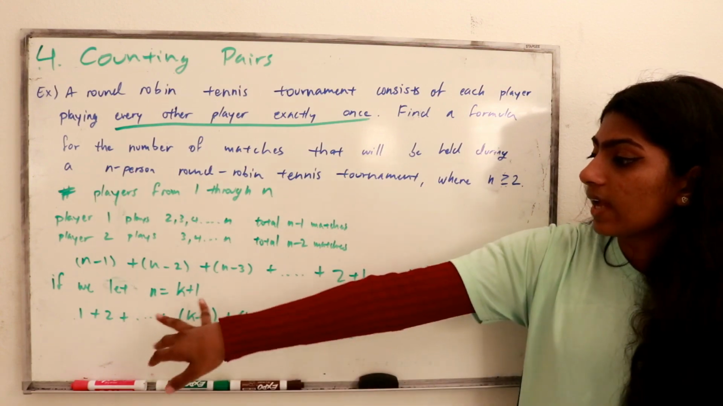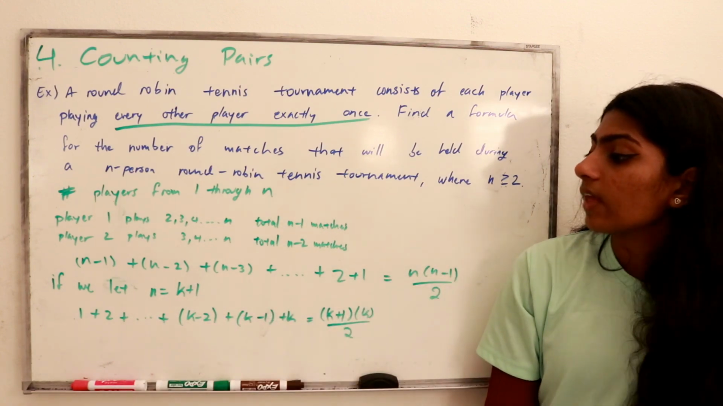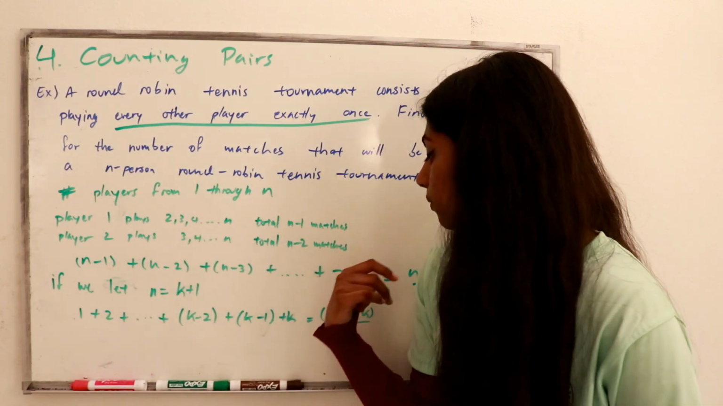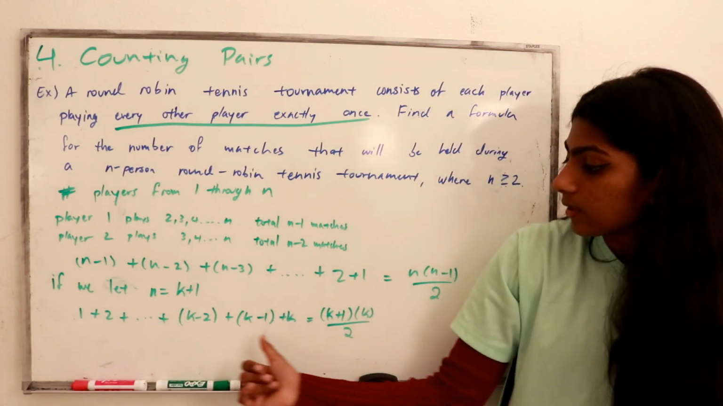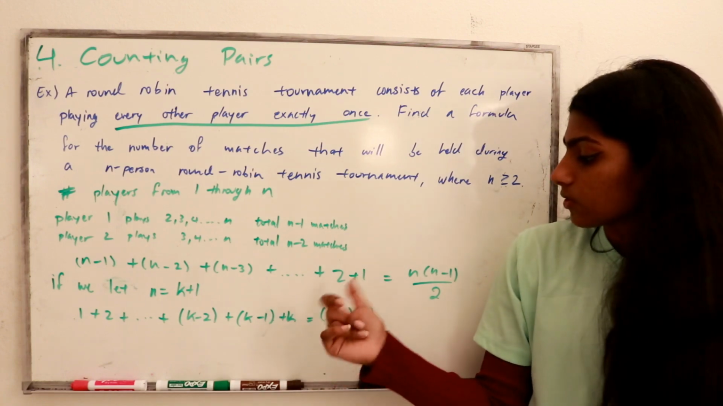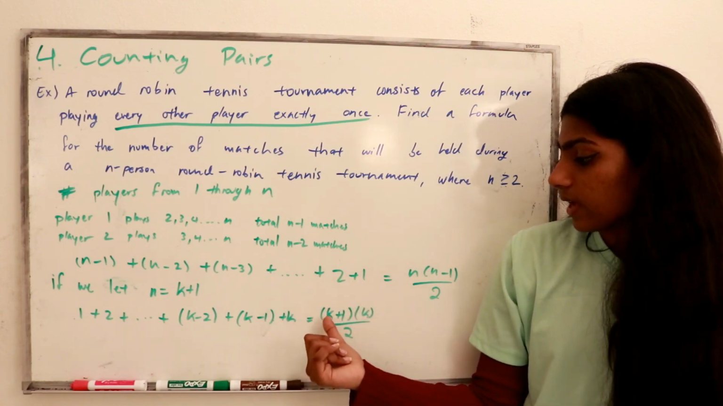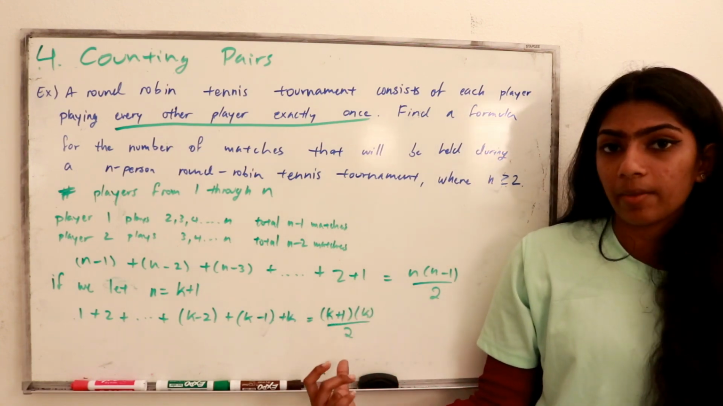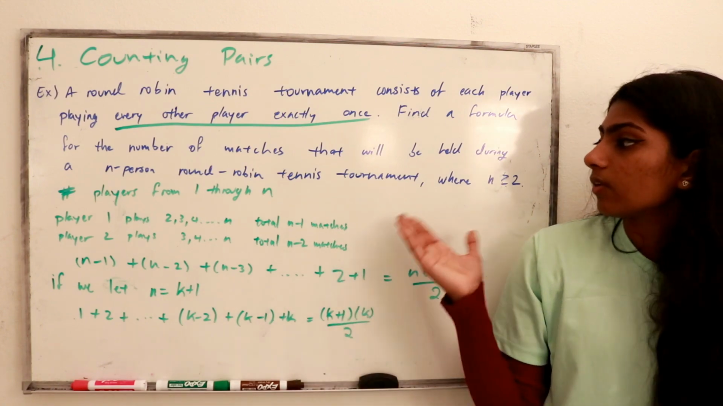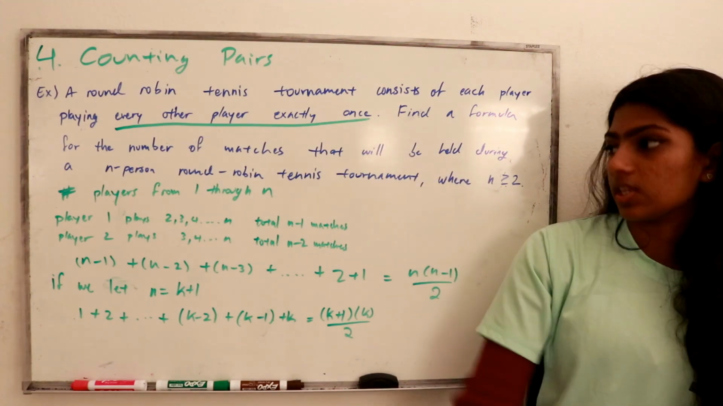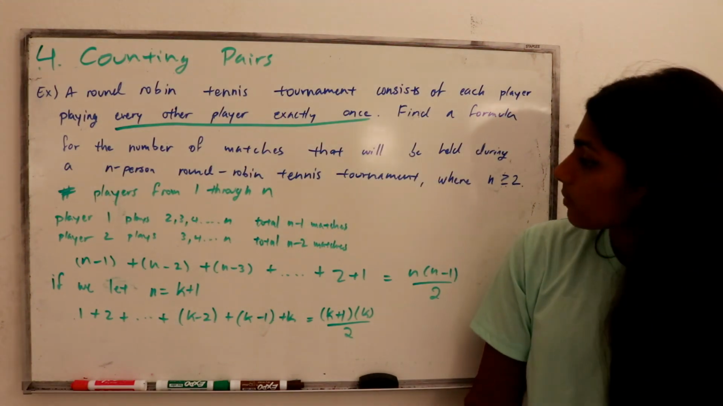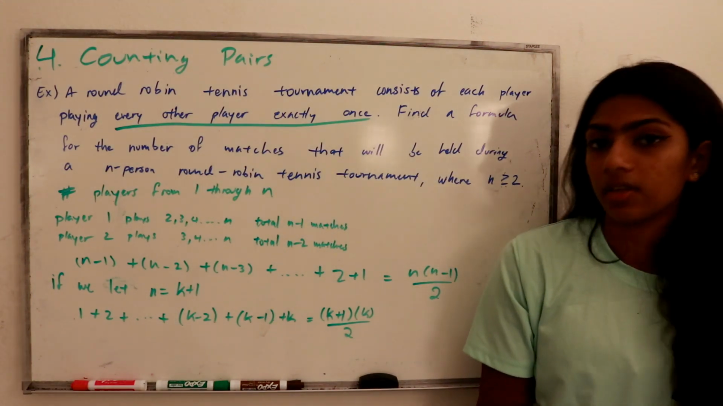And so if we let n equal k plus 1, then we can reverse the order. So we'll start with 1, then do plus 2, all the way up till we find k. So then that lets us see that k plus 1 times k divided by 2 is going to be equal to the number of matches that will be fought for an n-person round-robin tournament where n is greater than or equal to 2.